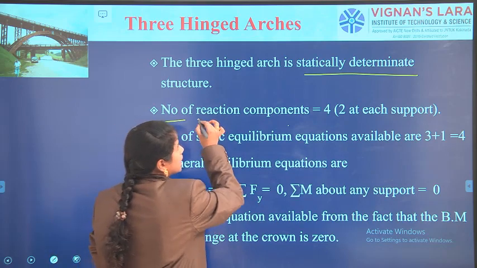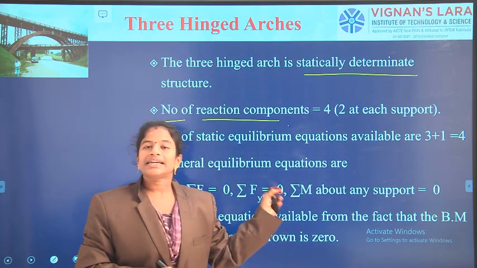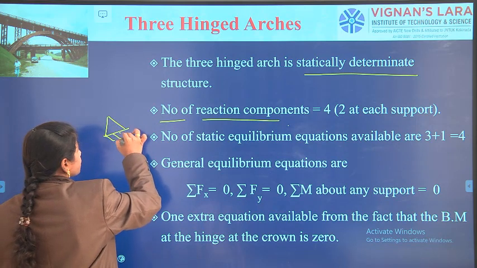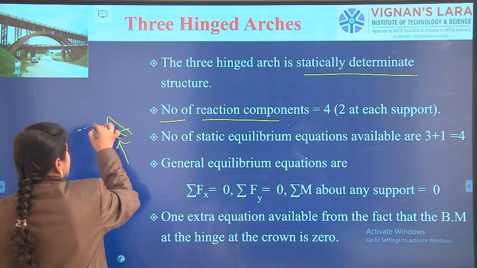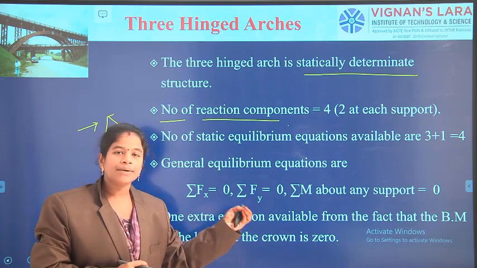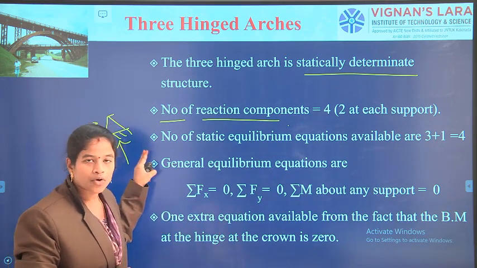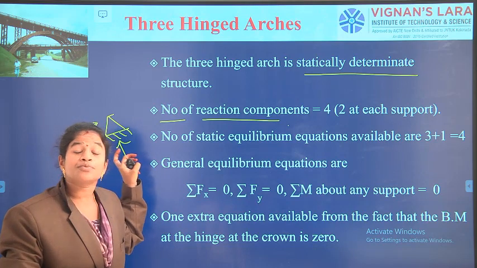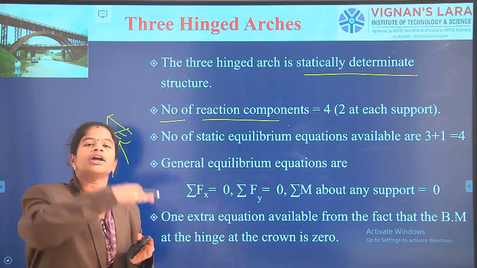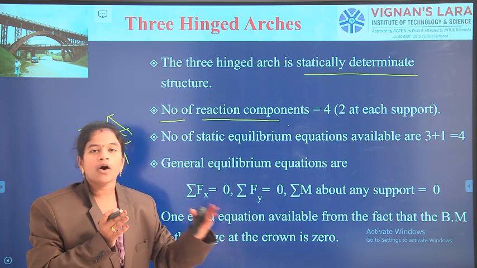The number of reaction components is 4, two at each support, because a hinge gives a vertical as well as a horizontal reaction, even if it is connected to a beam or an arch. The hinge is always a hinge and it provides two reactions. Why does it provide two reactions? Because the hinge stops the body from going down, and stops the body from going in the horizontal direction.